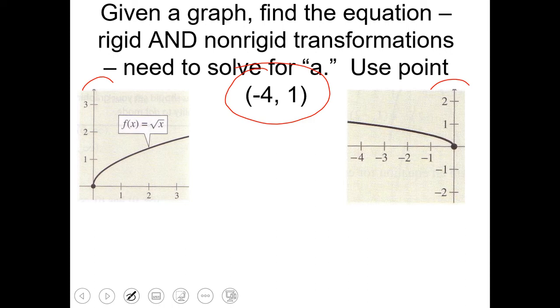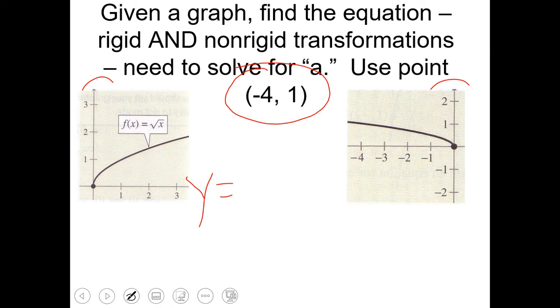But whenever non-rigid transformations are involved, you can be a little bit more methodical. So here's what I'm going to do. Based on the way that the graph looks on the right-hand side, I'm going to write in the transformations I'm absolutely sure of, and then I'm going to leave a variable for the things that I'm not sure of.